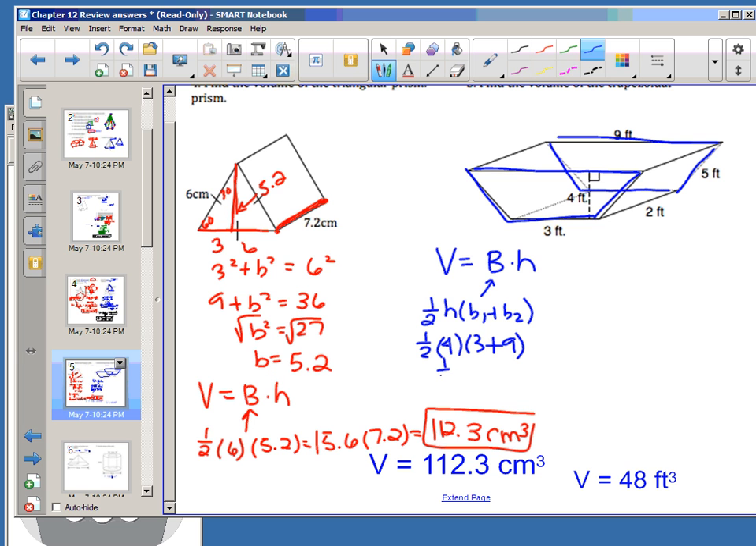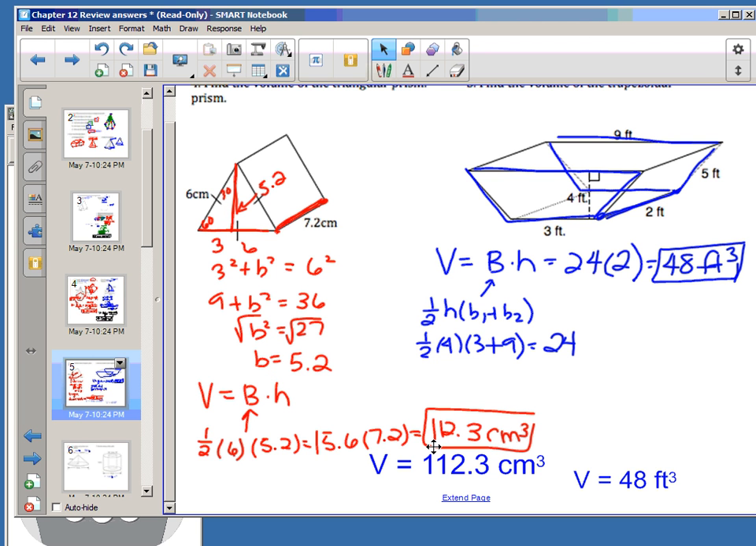The area of my base is going to be 3 plus 9, that's 12, times 4 is 48, divided by 2 is 24. So that's my big B. Now I need to multiply by the height. Remember, how do I get from one base to another? What's that distance? Well, that's 2. So I do 24 times 2 to get a volume of 48 feet cubed. Don't forget to label your units too. Volume's always in cubes.